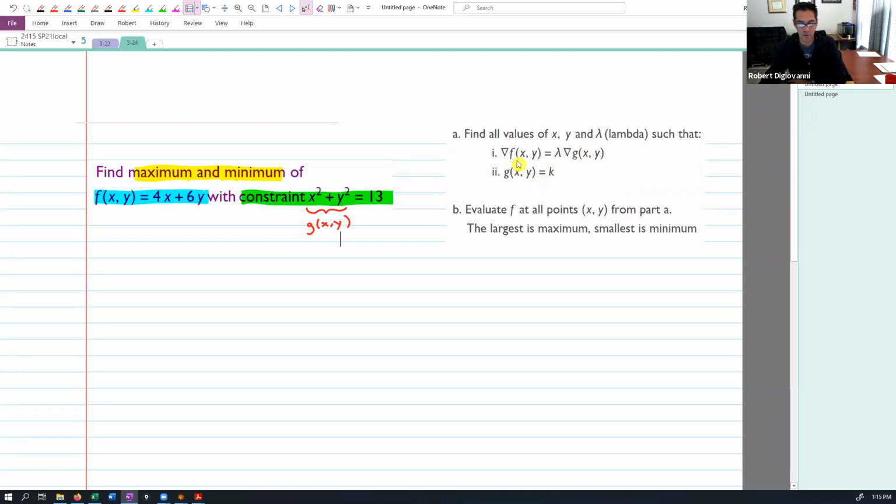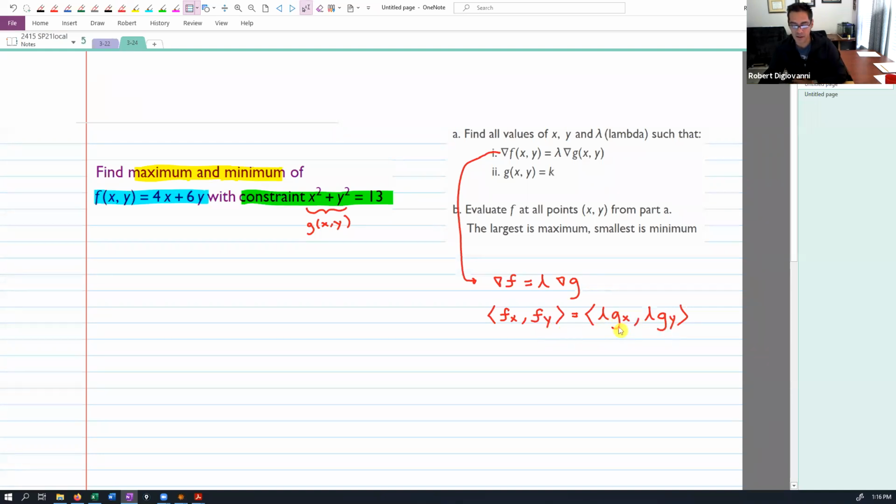All right, so this condition right here, that the gradient of f must be equal to lambda times the gradient of g, really means that the partial of f with respect to x, partial of f with respect to y, that vector must be equal to lambda times the partial of g with respect to x, lambda partial of g with respect to y. So I just took the gradient of g, which is just partial of g with respect to x and then y, and then multiplied it by lambda.